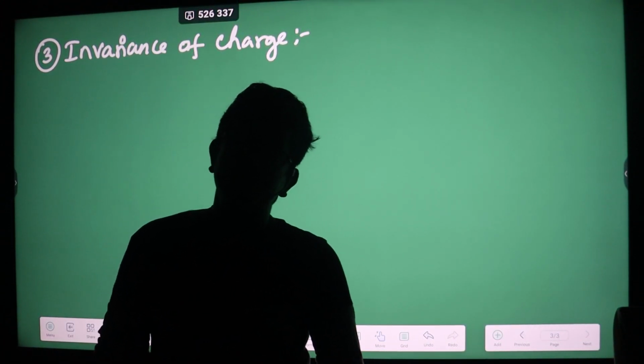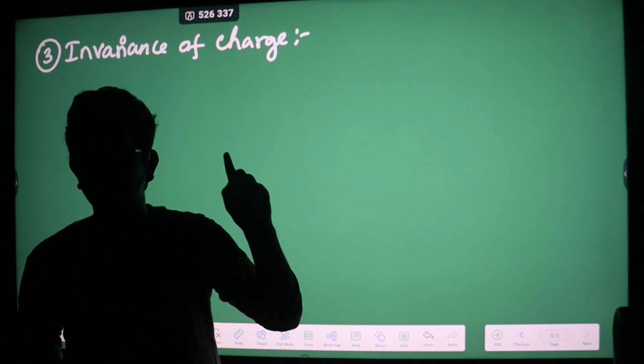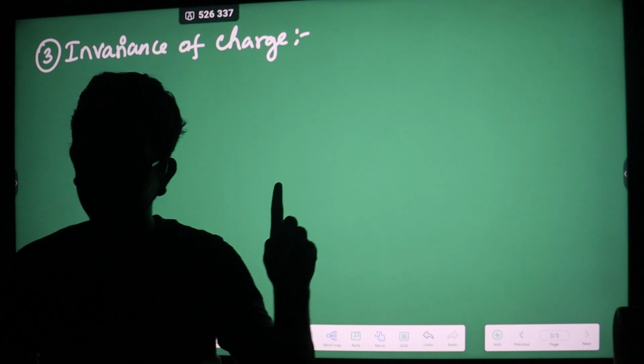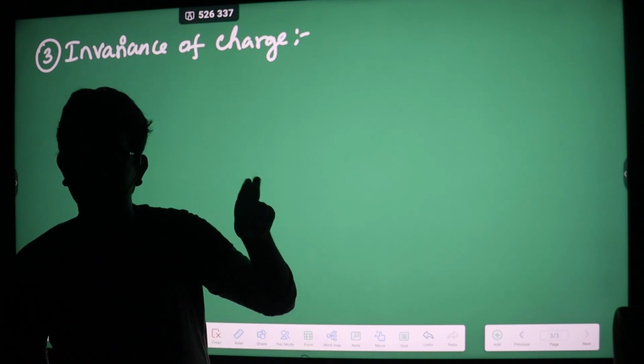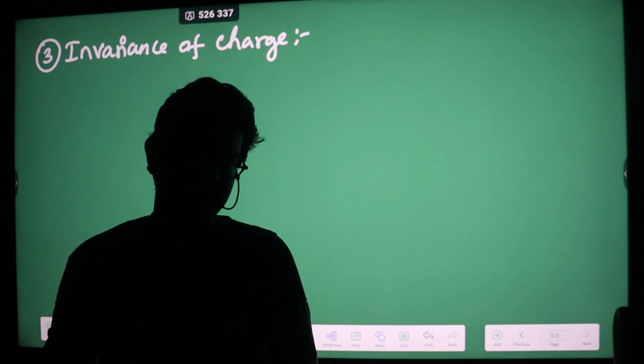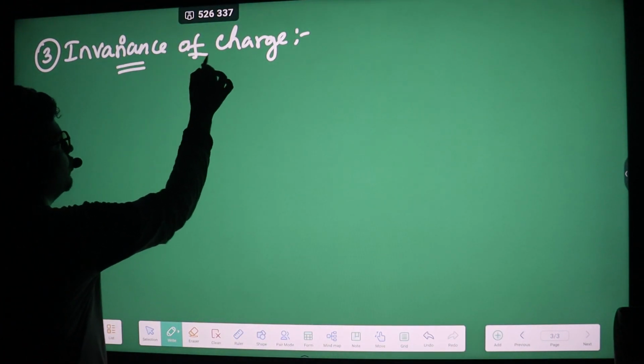So in the previous lecture we started the properties of charges and we discussed two properties. The first one is charge is transferable and the second property we studied is charge always exists with mass. Right, so here is a third property, that is invariance of charge.